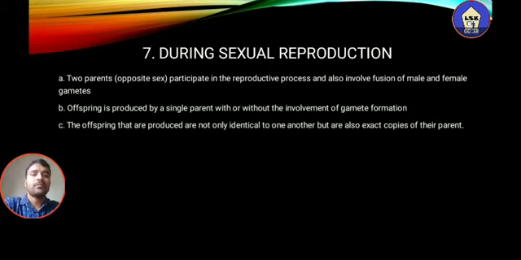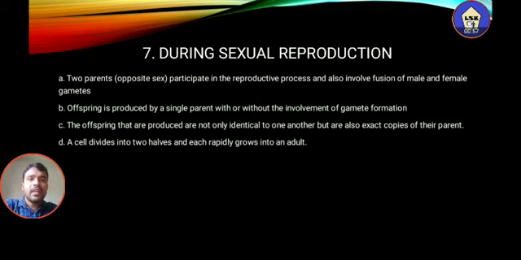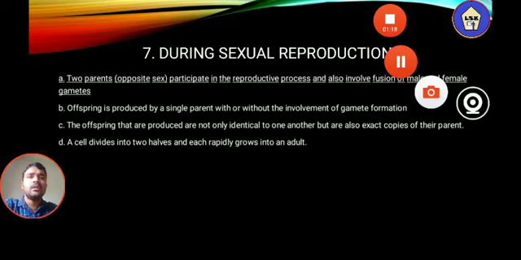Option C, the offspring that are produced are not only identical to one another but are also exact copies of their parents. Definitely this is wrong, because this represents clones. Clones are produced only during the asexual mode of reproduction. So C is wrong, B is wrong. Option D, a cell divides into two halves and each rapidly grows into an adult. It is commonly found in binary fission, an asexual mode of reproduction. So option A should be the right answer. Option A is the right answer to question number 7.